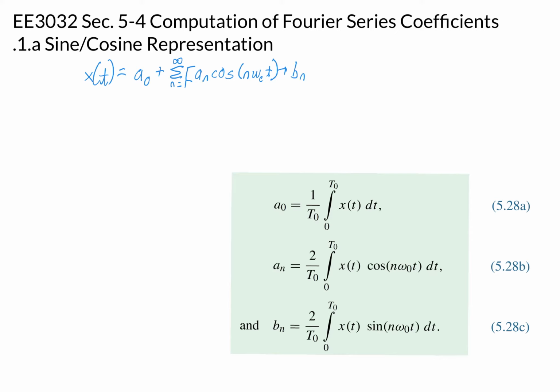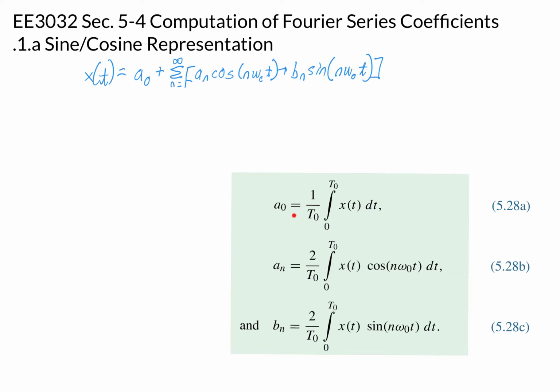And here's the sine part. Same frequency, n times the fundamental, and time. So the a and the b coefficients determine what the magnitudes of each of those are. Now, down below here, you can see equations 5.28. This gives the result that we're going to be deriving throughout this section.